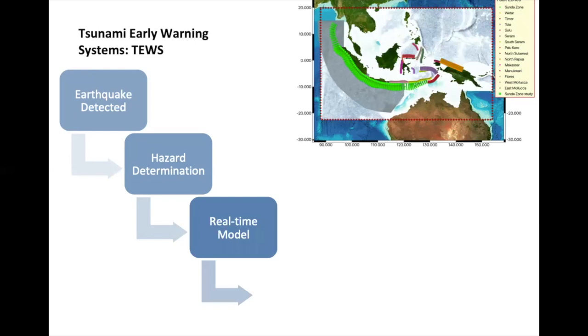After this, or really at the same time, real-time modeling takes place. This is based on the seismic analysis of the specific earthquake that has just occurred and the focal mechanism that has been determined. Real-time modeling is conducted to determine estimated arrival time, estimated inundation, and maximum wave height. This is also done in areas that are not covered by the scenario database. In the case of the Indonesian early warning system, this real-time model is called EasyWave.